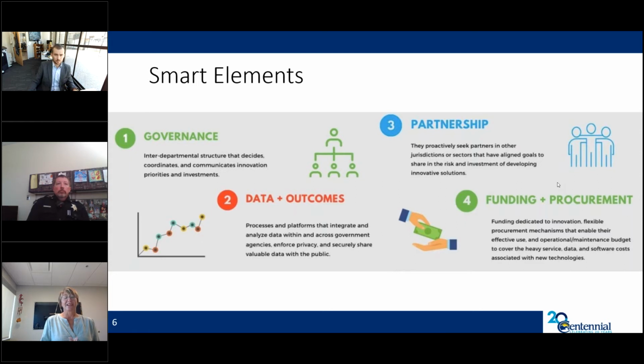So again, I hope this explains a little bit more of where we touch the four elements. And if there are some questions, just please let me know, Tyler.